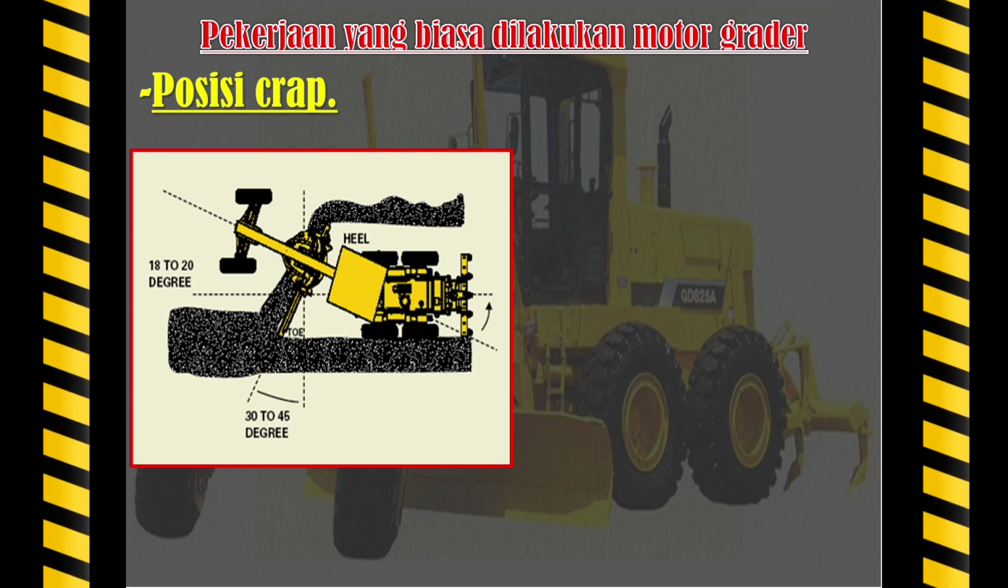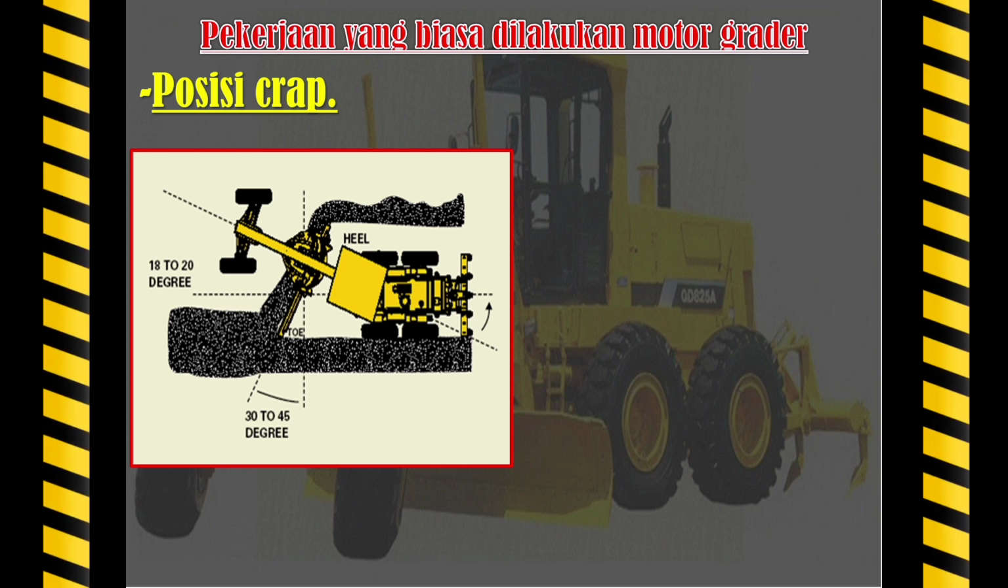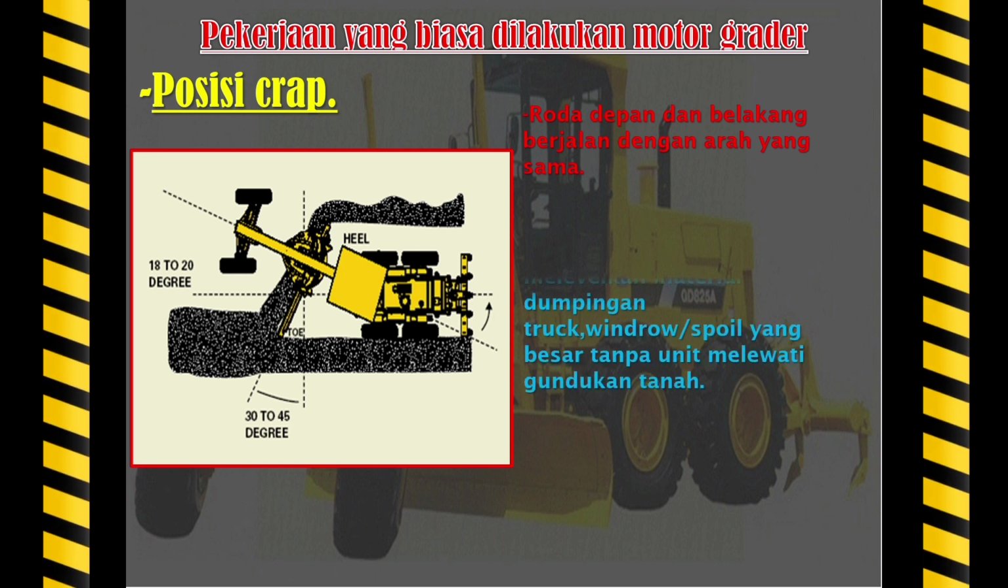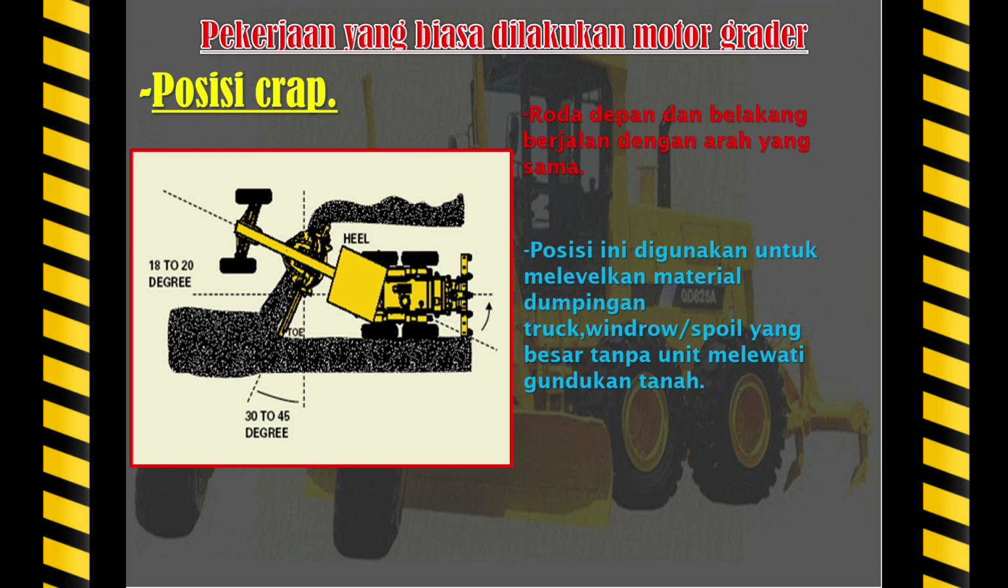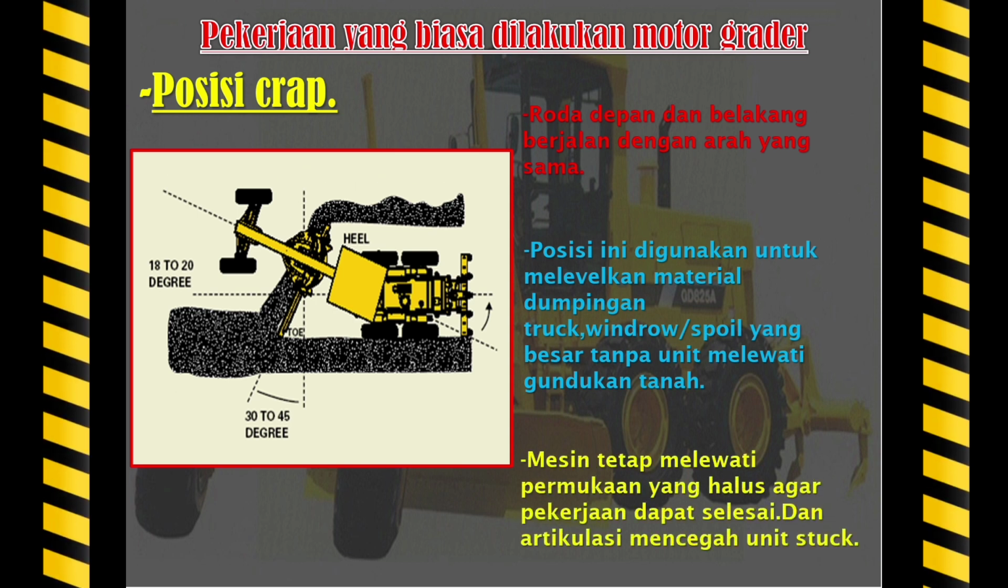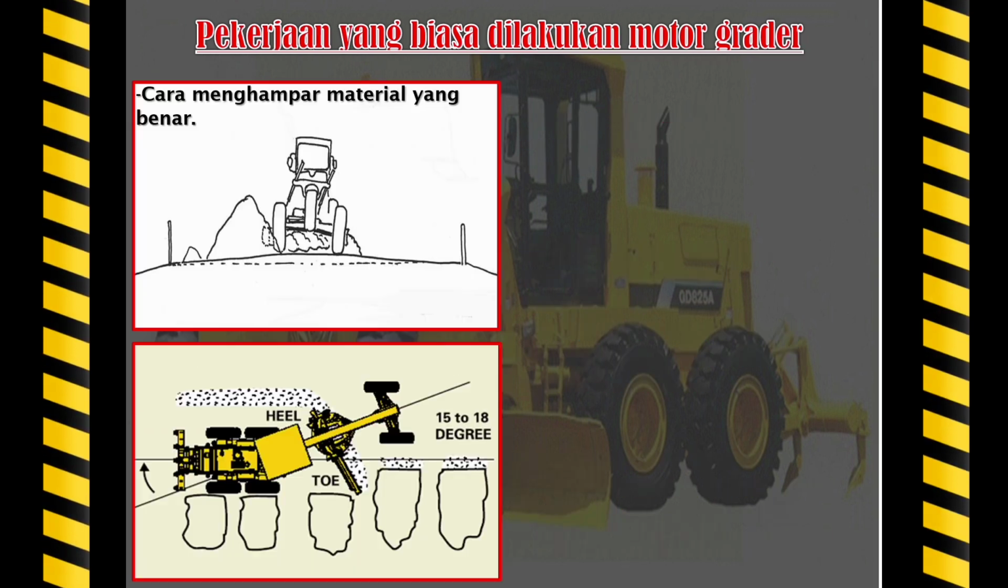Usual job of a motor grader. Craft position. The front and rear wheels run in the same direction. This position is used to level large dumping trucks, windrows, spoils without the unit passing through the mound. Machine stays on smooth surfaces to get the job done, and the articulation prevents the unit from being stuck.